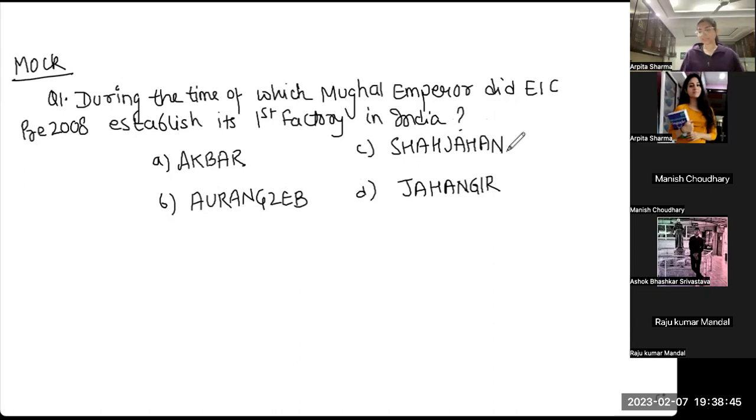Which option is correct? Ashok, Vatsalya are saying Jahangir. The other students, which option is correct? कौन सा option correct है? Is it A, B, C or D? Amritansh is saying D, Jahangir. Okay. 3 students have answered so far. Ashok, Vatsalya and Amritansh. Correct answer here would be D.